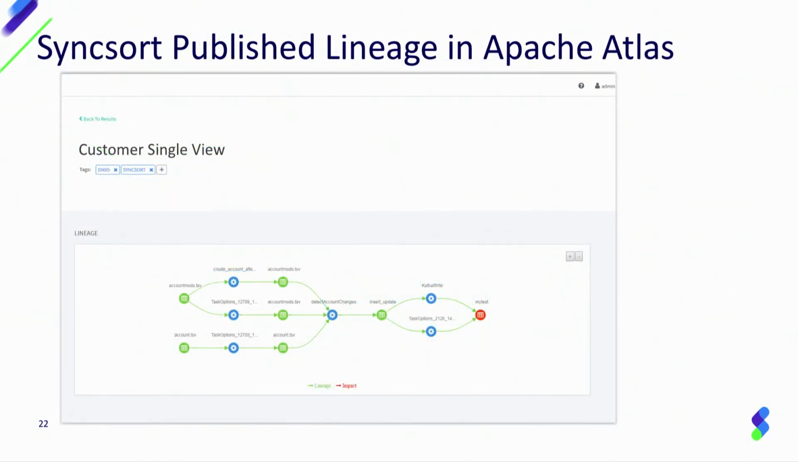And this shows the lineage. Atlas already has visibility into what happened in the cluster, and SyncSort publishes the lineage of what happened to this data before even landing in Hive tables and before being written to the Hadoop formats. So we publish that through Atlas and create that visibility.